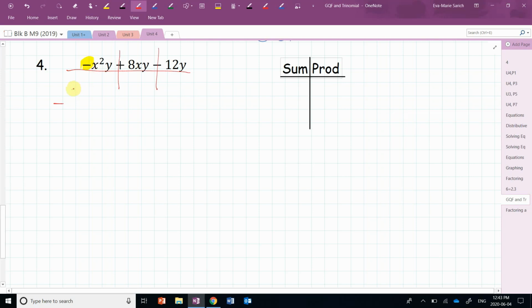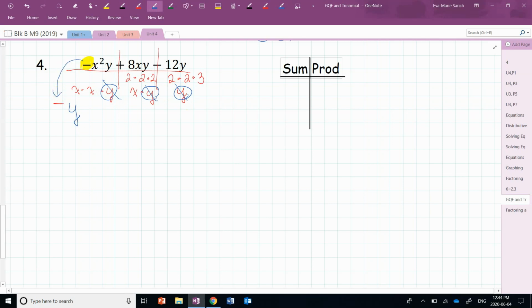So what do we have? We have x times x, because that's x squared times y. And 8 breaks down into 2 times 4, but 4 is not prime, so we break that down into 2 times 2. And then we've got x times y for the xy. 12 breaks down into 2 times 6, but 6 isn't prime, so 6 breaks down into 2 times 3. And then we've got our y. So what's common? What's common is I see a y in each, okay? So we're going to factor out the y, but we're also going to factor out the negative, okay?